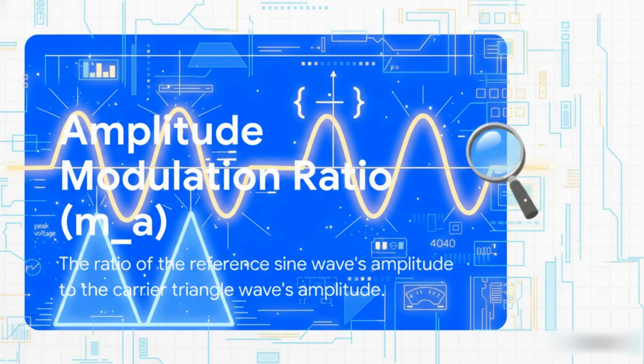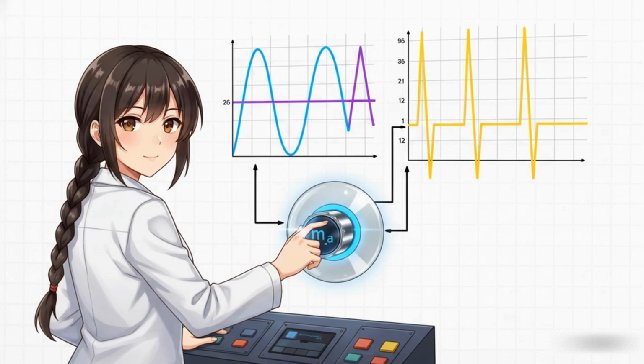Now, to control this whole process, we have a couple of key dials we can turn. The first one is called the amplitude modulation ratio, which we just shortened to M sub A. This is simply the ratio of the height of our sine wave to the height of our triangle wave. The easiest way to think about M sub A is that it's the master volume knob for the inverter. By making our reference sine wave taller or shorter compared to the fixed triangle wave, we can precisely control the voltage of the AC output we're creating.